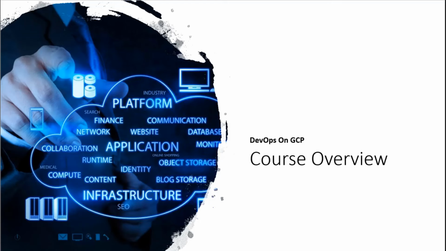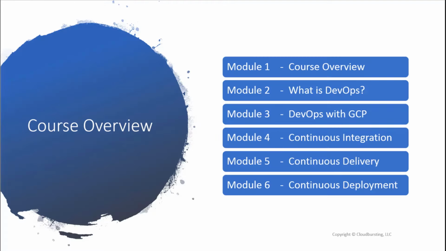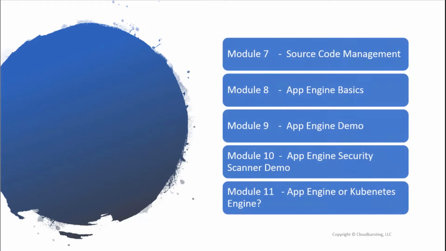Welcome to the DevOps on Google Cloud Platform course. During this course, we're going to be covering DevOps and what DevOps is, and basically discuss how DevOps and Google Cloud complement each other. We're going to talk about the various facets of continuous integration, continuous delivery, and deployment. We'll then proceed on and talk about source code management. We'll talk about App Engine, and we'll walk through some demos on App Engine as well.